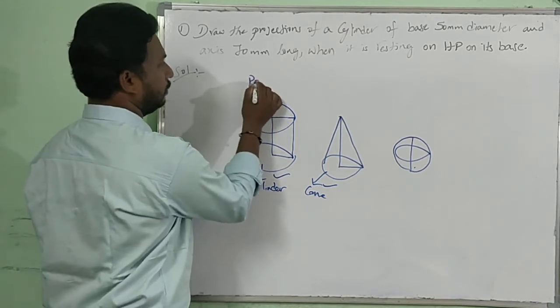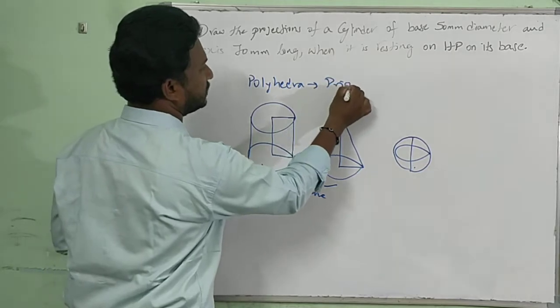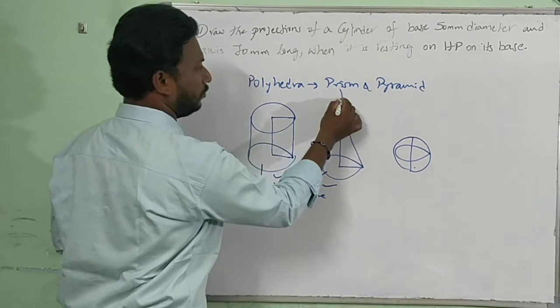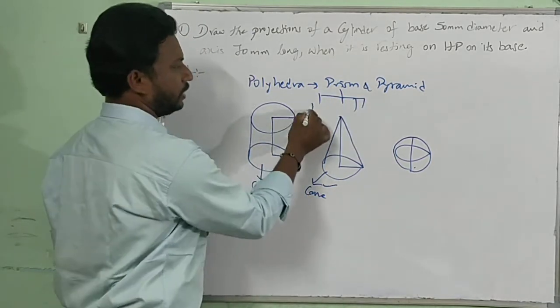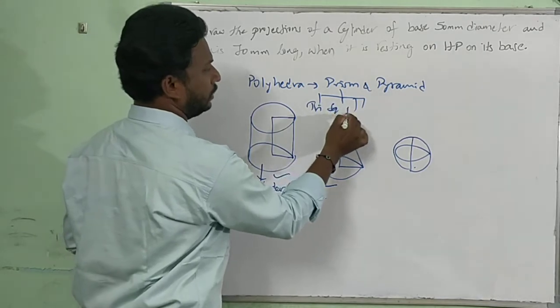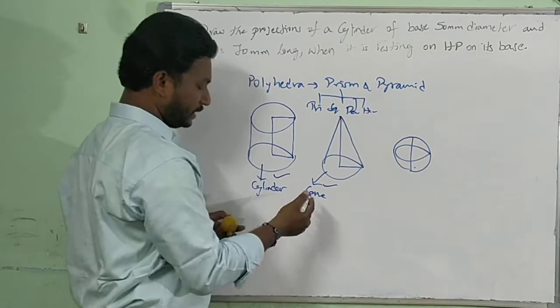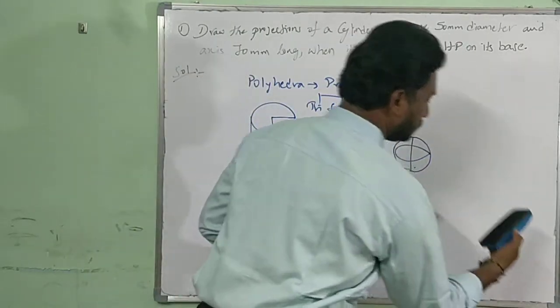Remember this: polyhedra, prism and pyramid. Here we have, depending upon base shape, triangle, square, pentagon, hexagon. Same way, pyramid, cylinder and cone. We will discuss a few problems on this.